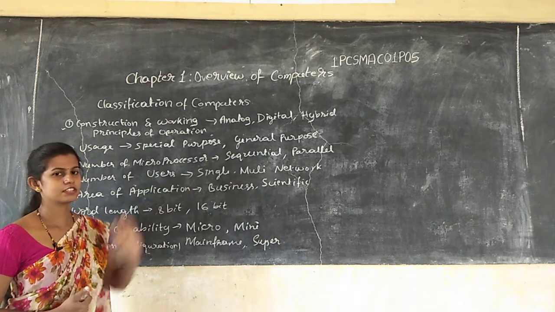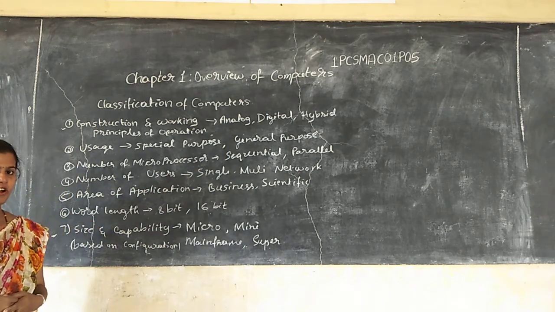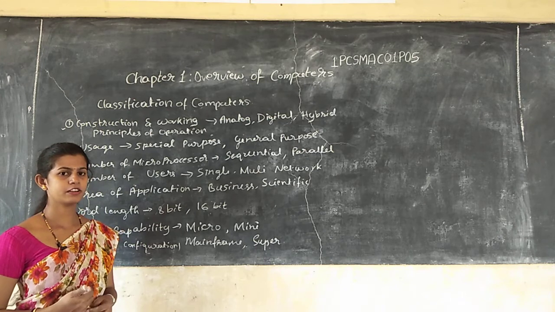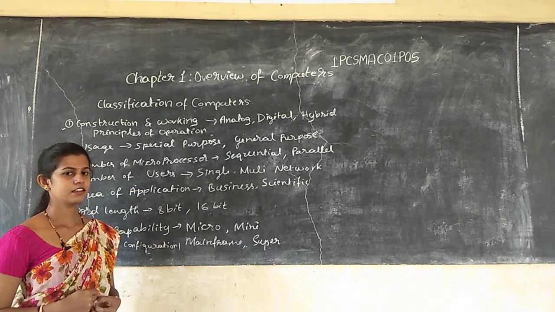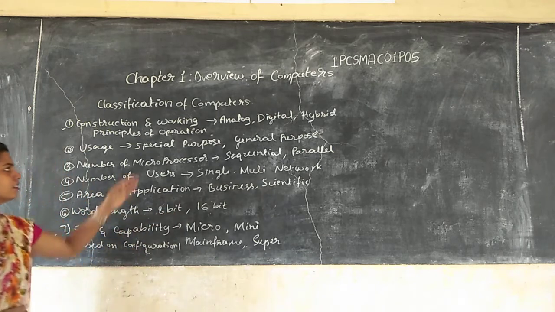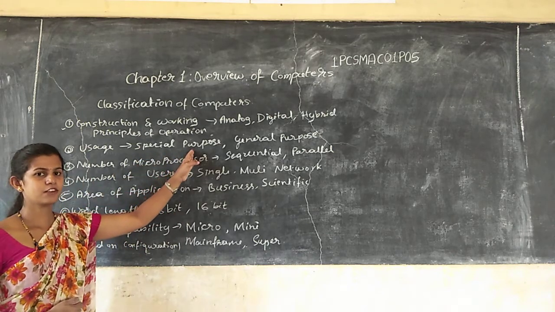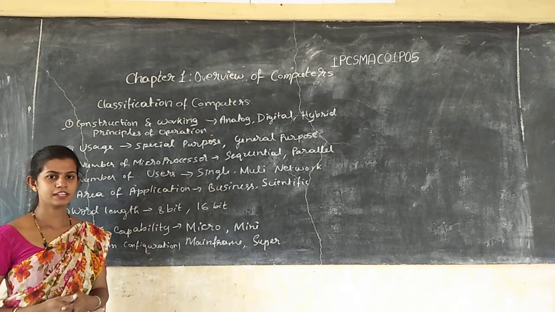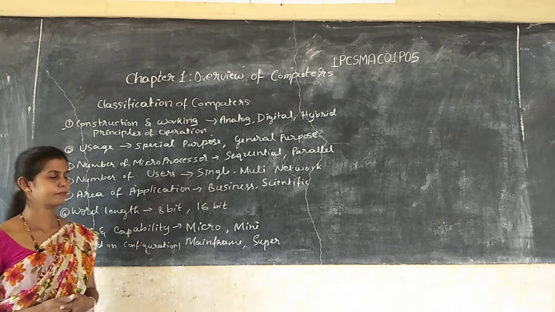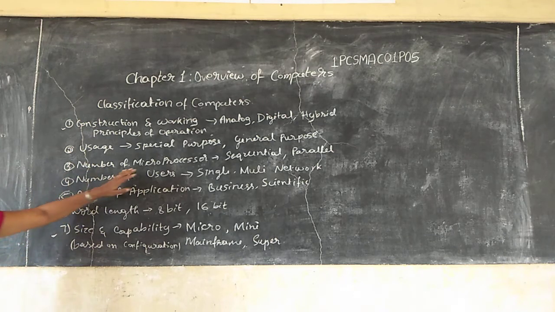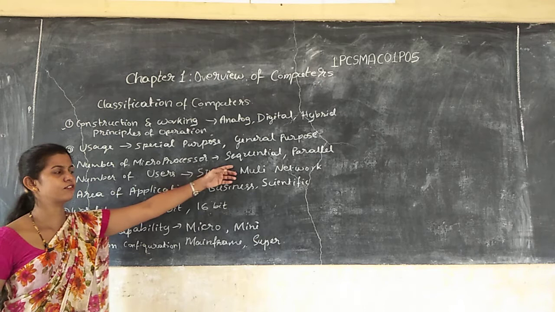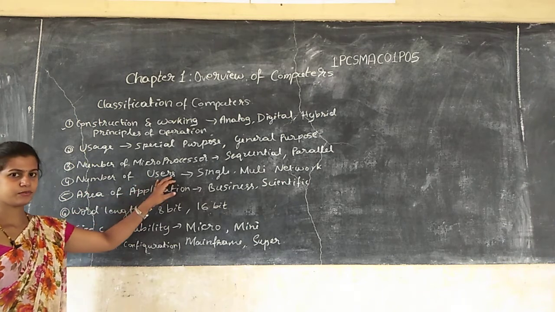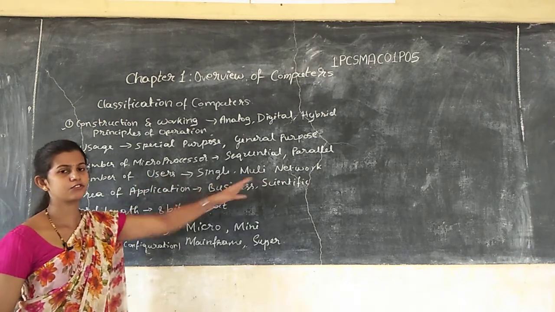The general purpose computers are designed for general work or some basic work. For example, for preparing invitation, preparing document, or preparing some drawing application. And special purpose computers are designed for some specific task. For example, weather forecasting, medical diagnosis and some research work. And depending on the number of microprocessors used, computer is classified into sequential and parallel computer. Then depending on number of users, computer is classified into single and multi-network computers.